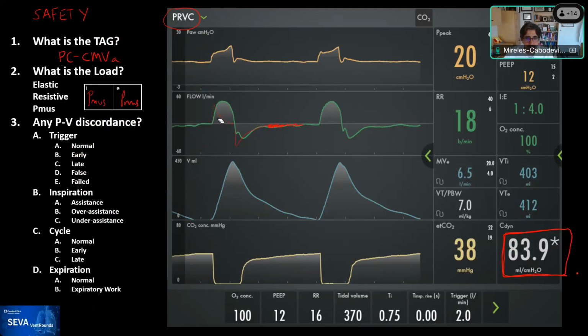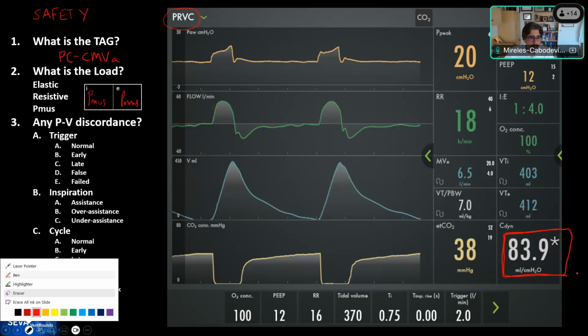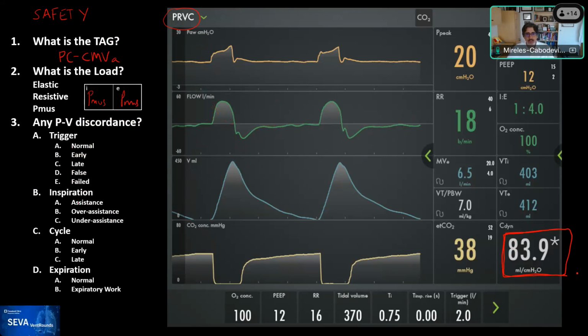Alrighty, I'm going to erase for a second the normal waveforms that we would be expecting to see, and we agree that there is a lot of PMOS activity here. So the first question, in terms of PV discordance, my friends, is what PV discordance we see in terms of trigger?